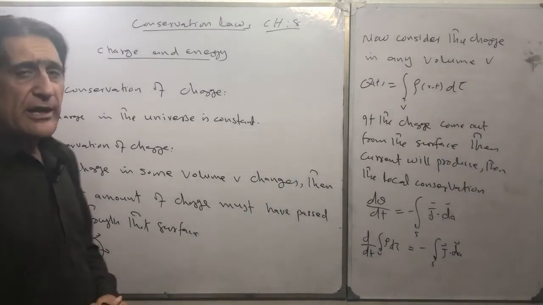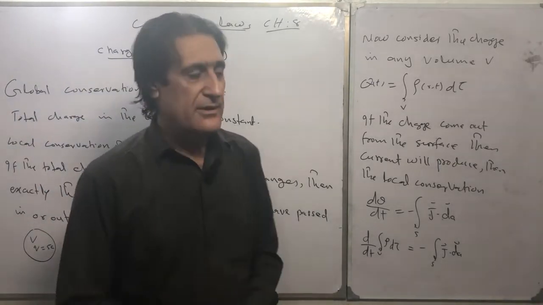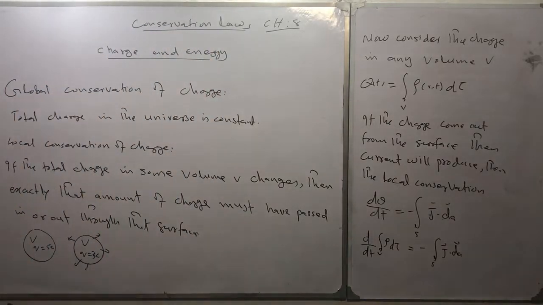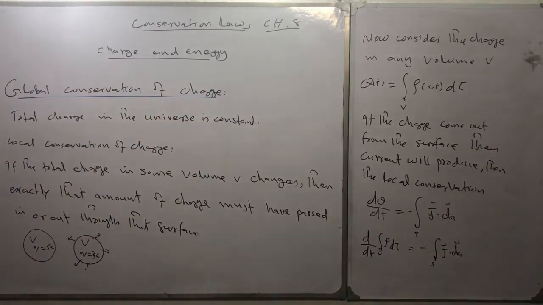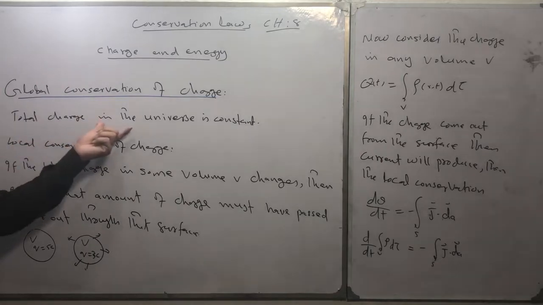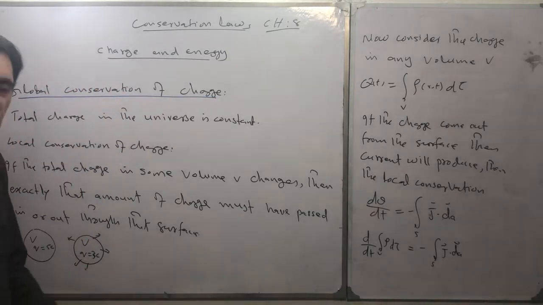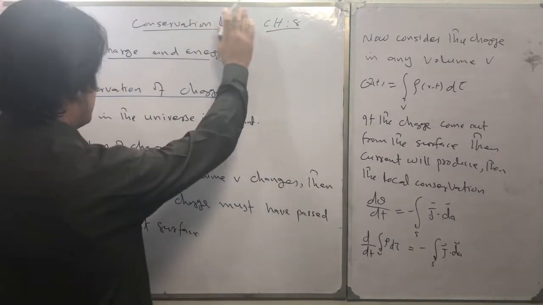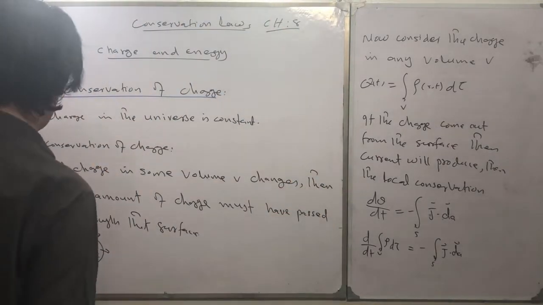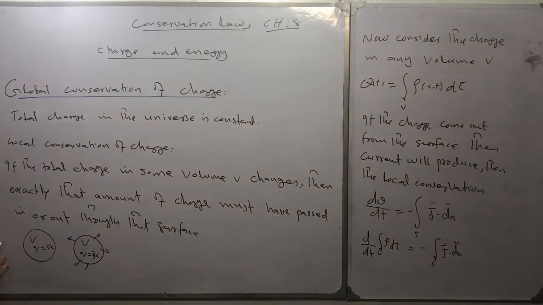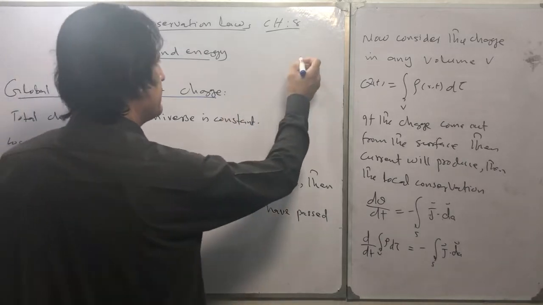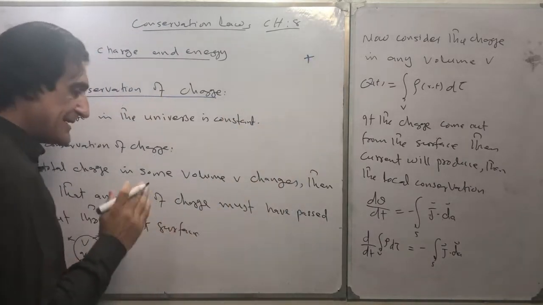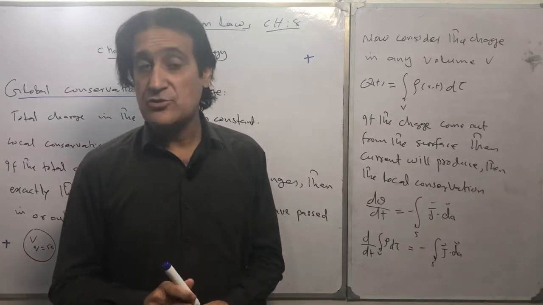So there are two types of conservation of charge. One is the global conservation of charge. What is meant by global conservation of charge? The total charge in the universe is constant. Let's suppose this is the universe and we have a positive charge here, and then it goes somewhere else in the universe and is found there, then this charge will remain constant throughout the universe.